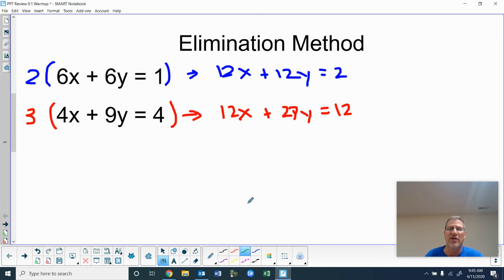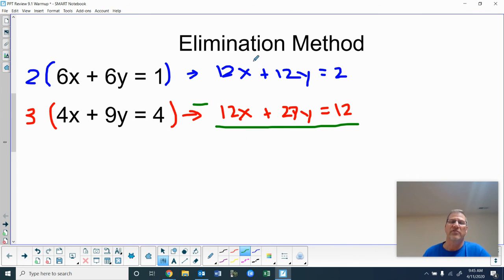When the signs are the same, like these are, they're both positive 12s, you subtract. Same starts with an S, and subtract starts with an S. If these signs were different, one was positive, one of them negative, then I would have added the two equations.